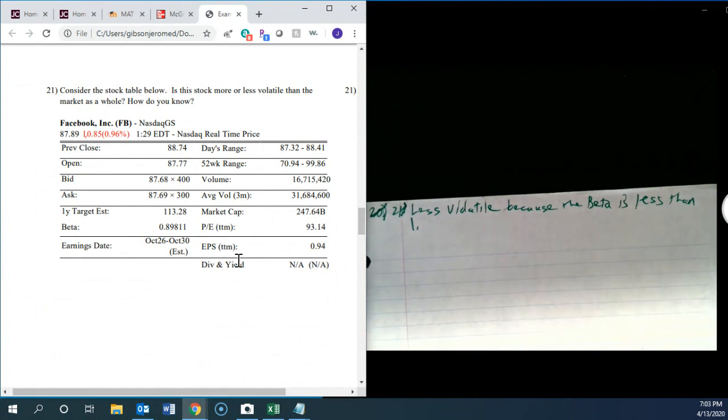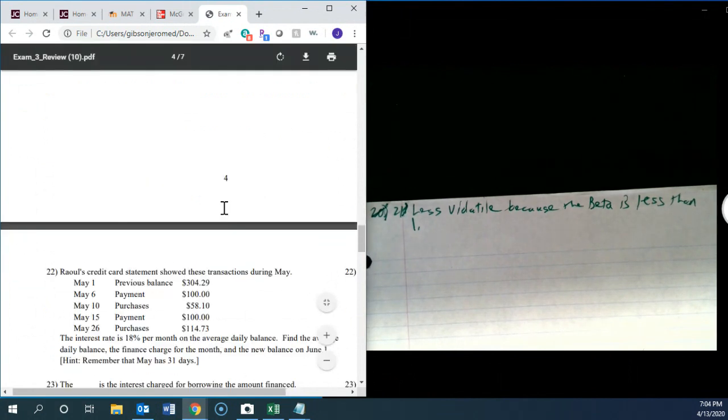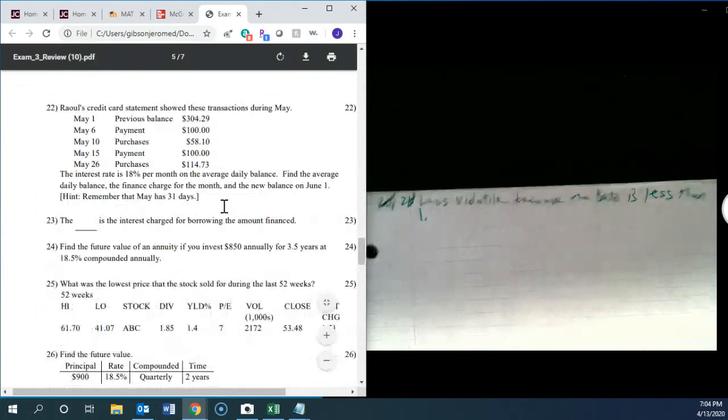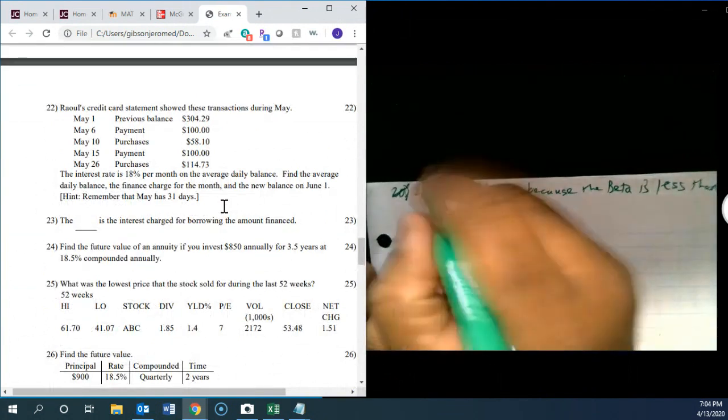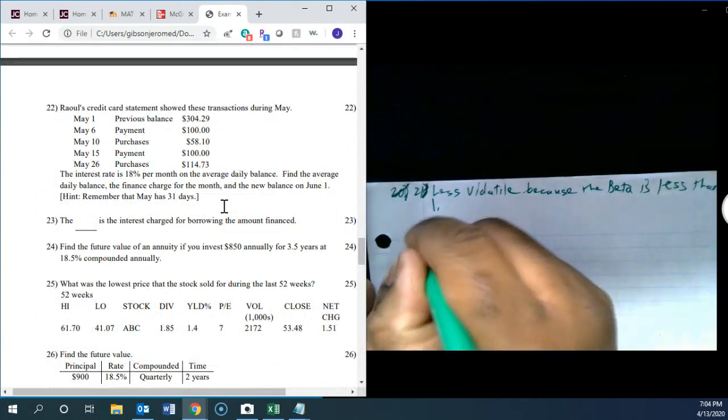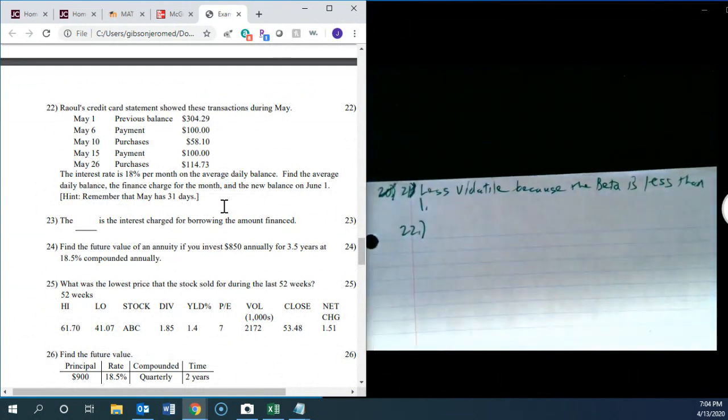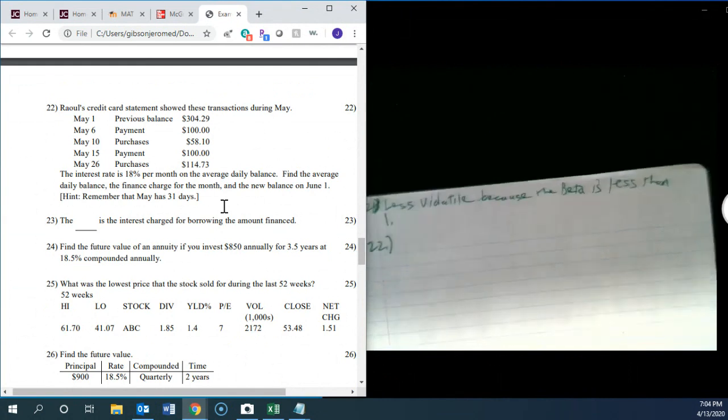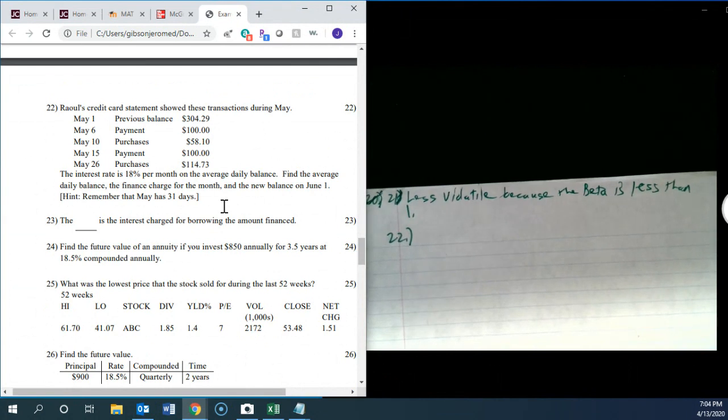So now, that took care of problem number 21. Now we go here to problem 22. Okay, problem 22. It says Raul's credit card statement showed these transactions during May. Okay, we see these different transactions. This is basically similar to what we did in problem number 10. As they're basically asking us the same thing as we did for problem number 10.